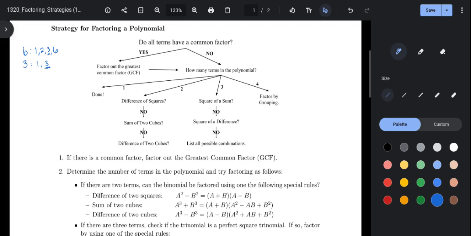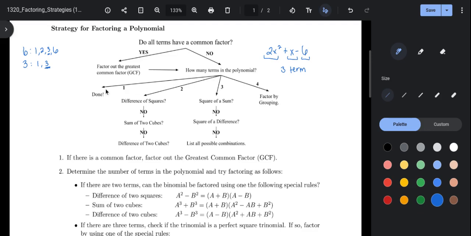So once we have pulled out the greatest common factor, if there is one, and if there isn't one, then we're going to move on to how many terms are in the polynomial. So if we consider that polynomial that we had above, 2x squared plus x minus 6, I see that there are 3 things being added and subtracted. So that tells me that this is a 3-term polynomial. So after we've classified how many terms are in our polynomial, we're then going to follow these arrows depending on how many terms we have.